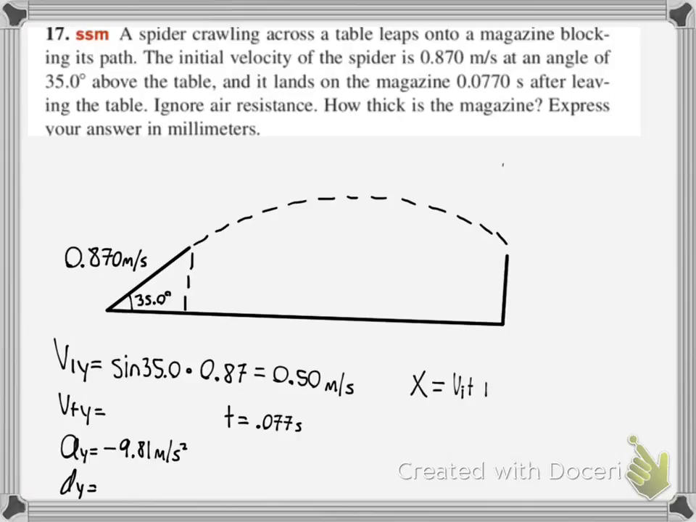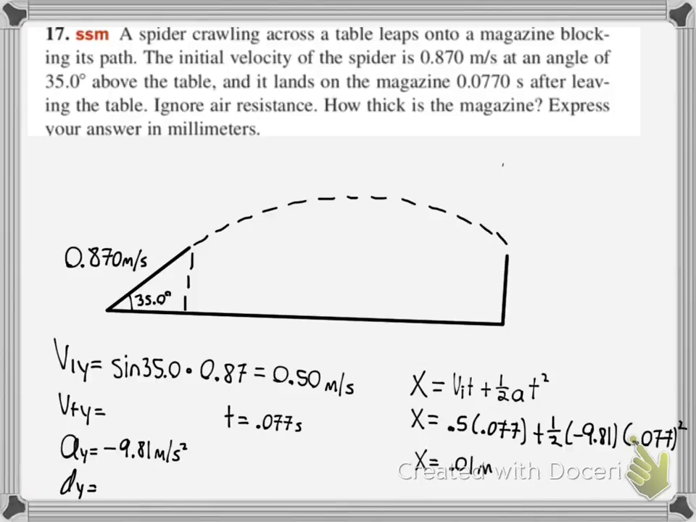So in order to solve this, we would have to use the equation that our displacement is equal to our initial velocity times our time plus 1/2 of our acceleration times our time squared. So once we plug in our values, we get that our displacement in the y is equal to 0.01 meters. However, it's asking us for the answer in millimeters, so we convert that to millimeters and get 10 millimeters.